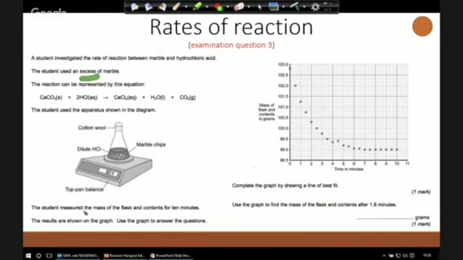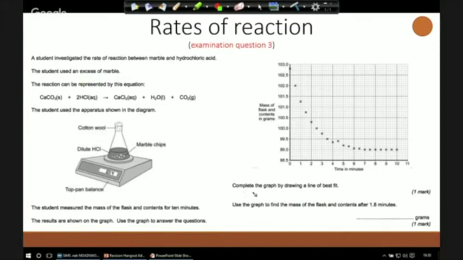The student measured the mass of a flask and the contents for 10 minutes, and the results are shown in the graph. Use the graph to answer the question. So here in our graph, we have the mass of flask and the contents in grams, and we have our time in minutes.